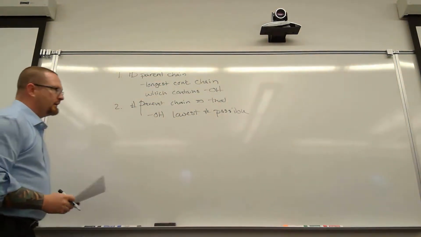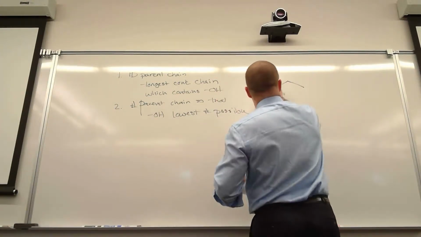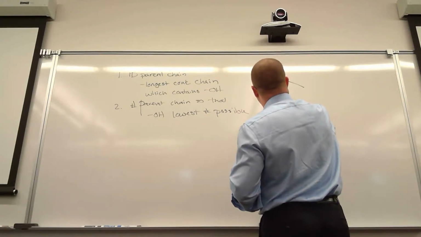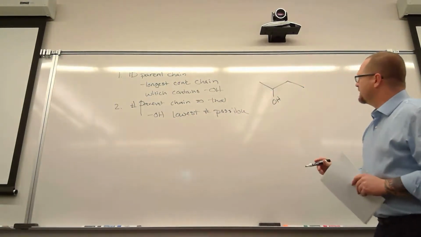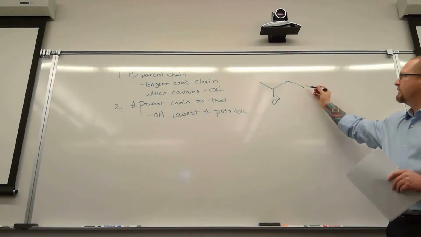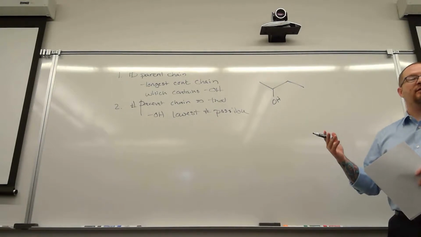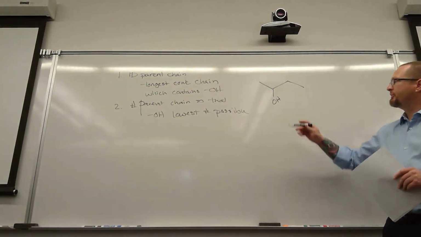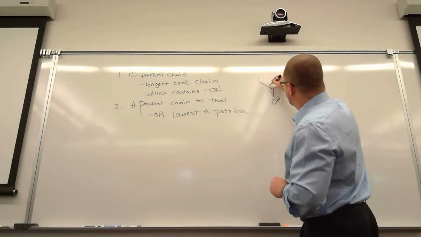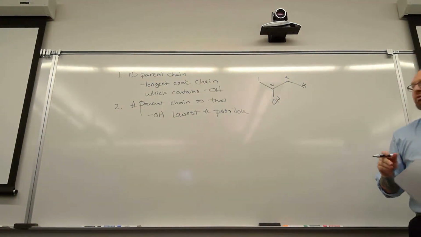So what does this look like? That's a little fast. Let's do this again. In this case, our longest chain is simple to identify. We have our 4 carbons in what would be butane, but because it contains an alcohol or hydroxyl group, we're going to name it as an alcohol. So we're going to number from this side so that the number for the functional group is as low as possible.